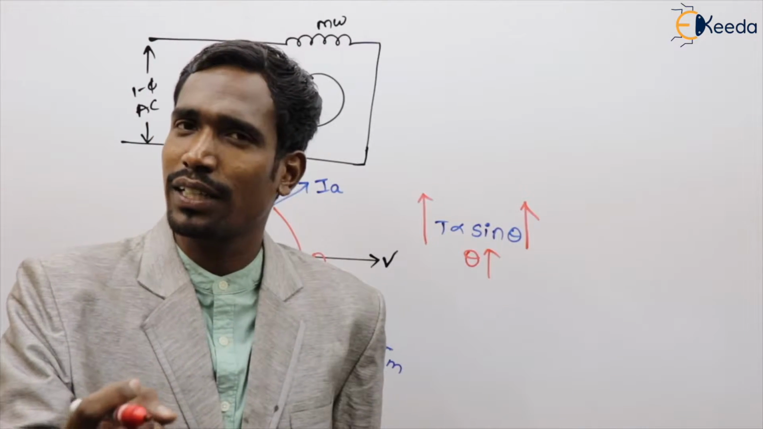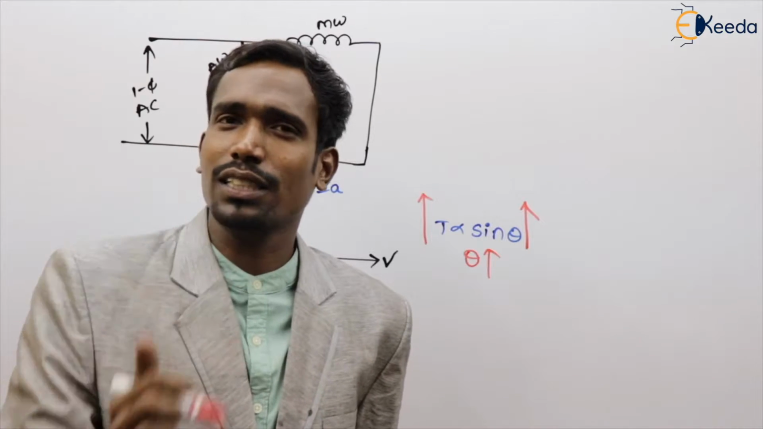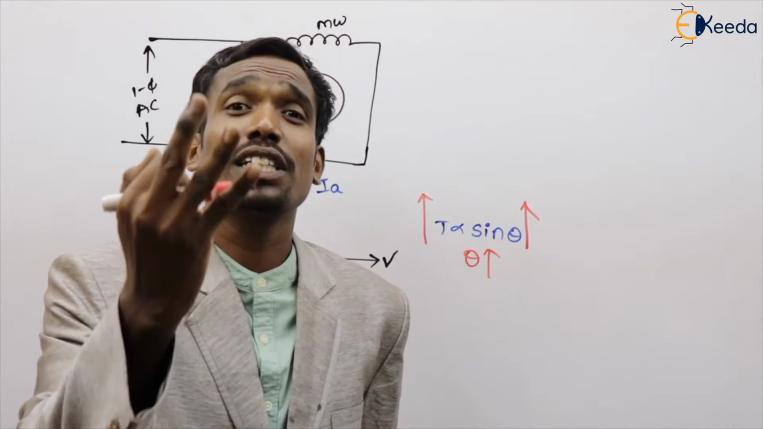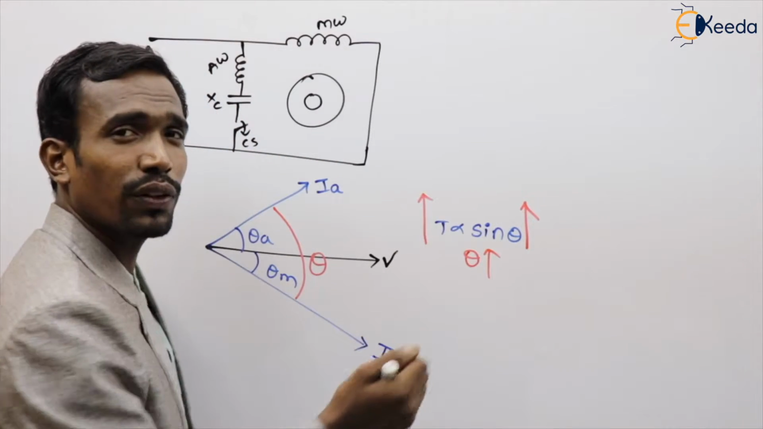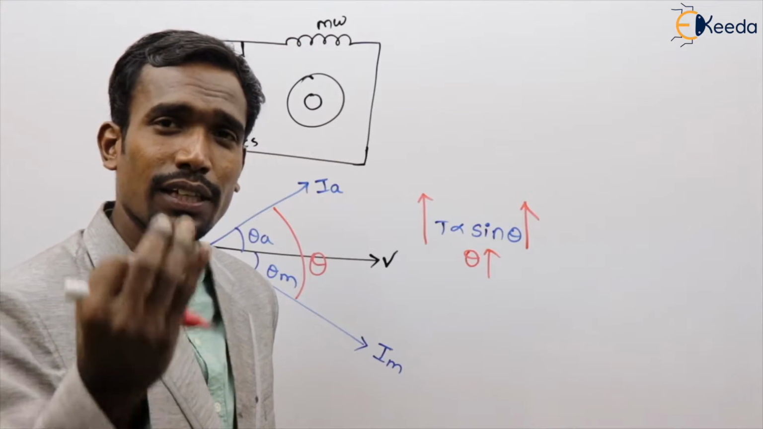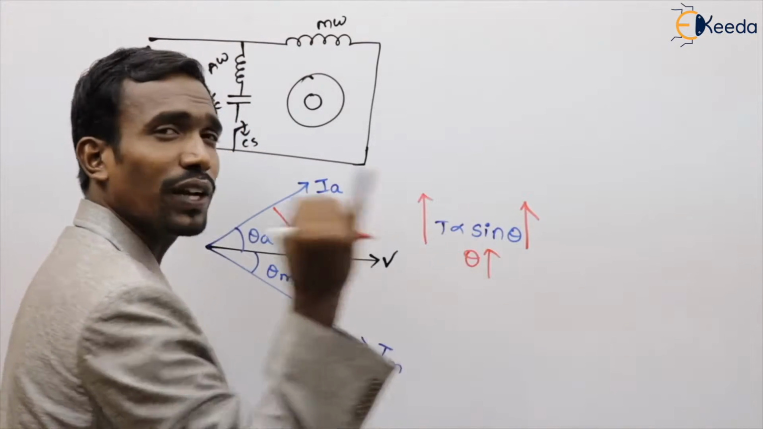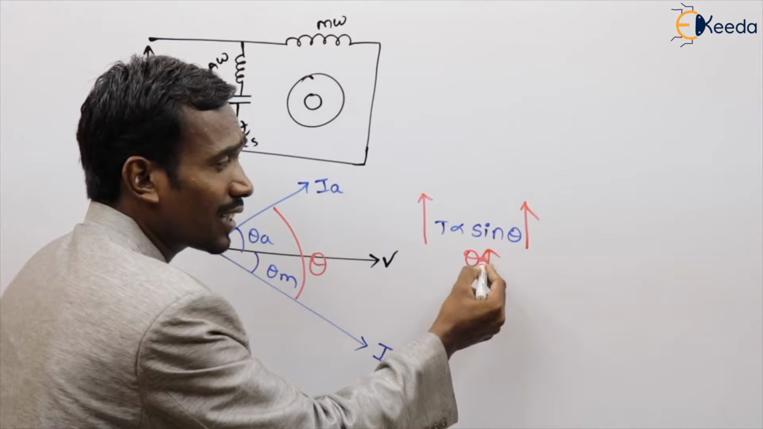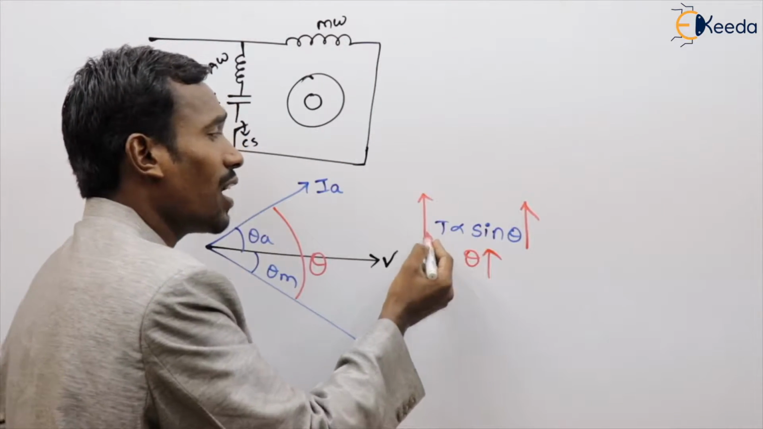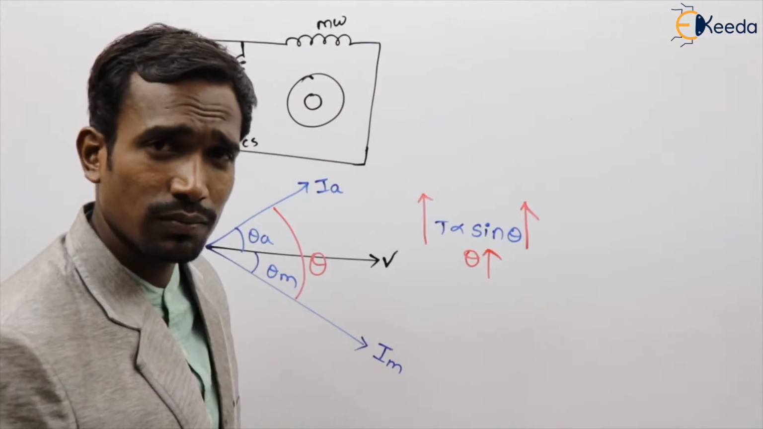Among resistor split phase, inductor split phase and capacitor split phase, which is more preferable? Capacitor split phase is more preferable, because theta is very high. That's why the torque is also very high for this machine.